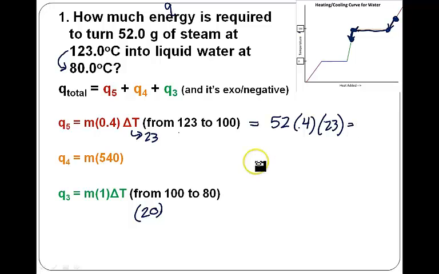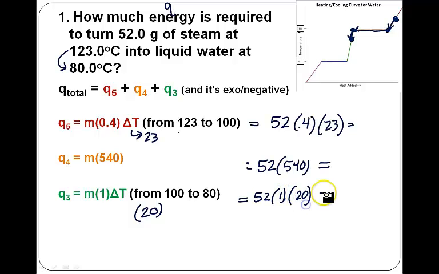And the mass of 52 times 540 will be our Q4. And for our final one, we have 52 times 1 times 20. Now, I haven't been very careful with my signs here. We did say that these would all be negative. Each step is going to be negative.